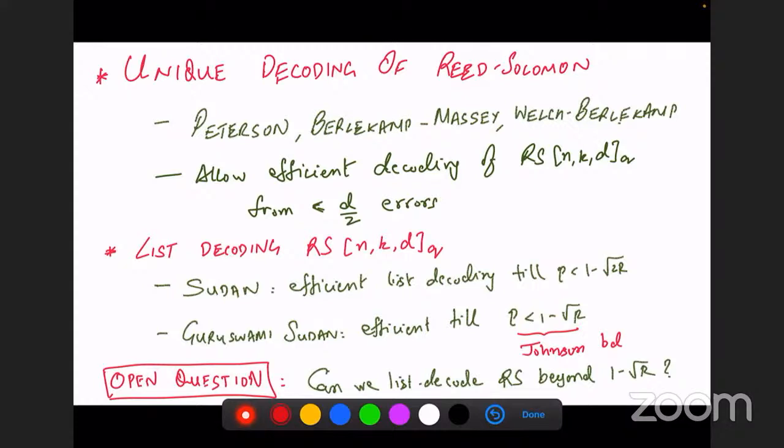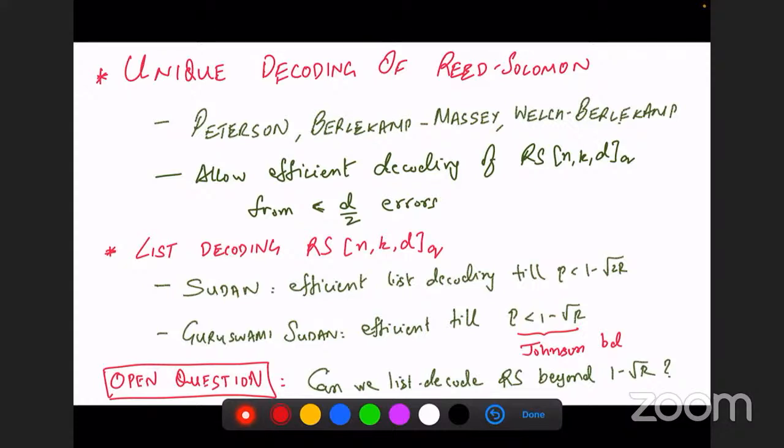And for list decoding, we also have some understanding of what goes on. Sudan's algorithm initially lets you list decode up to 1 minus square root of 2R, which is slightly short of the Johnson bound. The Johnson bound is 1 minus square root of R. Then Guruswami and Sudan boosted this algorithm using multiplicities, and they went all the way up to the Johnson bound, which is 1 minus square root of R. Up till now, this has been just a survey of what is known for Reed-Solomon codes.